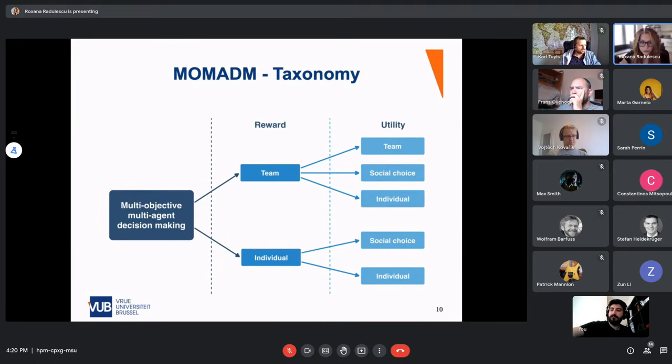We also note that the individual reward and team utility setting is not realistic. That's the one that's missing over here. So even if the utility function of all agents is the same, it would still lead to different individual utilities because you have different inputs coming from over here. So that's why we treat this case the same as the individual reward and individual utility settings. Finally, of course, we also note that the utility function can be applied according to the two criteria we discussed before, ESR or SCR.